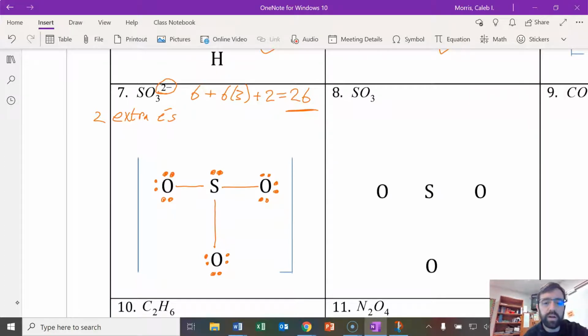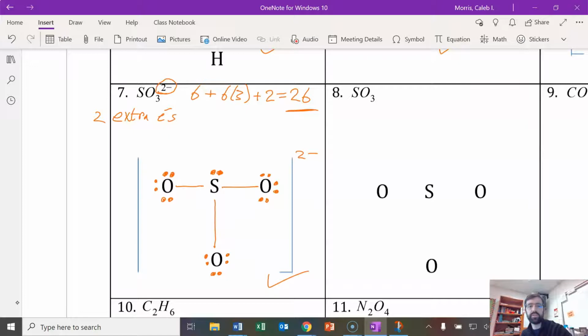After we've made all of the outsiders happy, if we have extras, they go on the central atom. Now let's count to see if everybody's happy. We already checked all the outside atoms, 2, 4, 6, 8. They all look the same, so oxygen's happy. Look at sulfur, 1, 2, 3, 4, 5, 6, 7, 8. Sulfur is also happy. So we're done. We just need to make sure that we write 2- on the outside of the brackets.